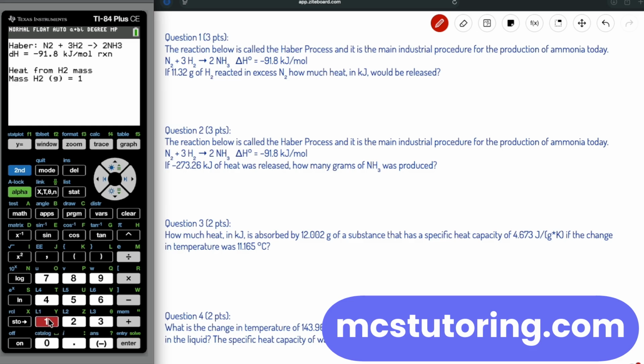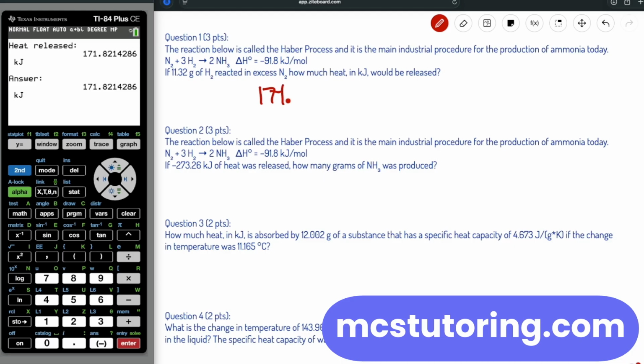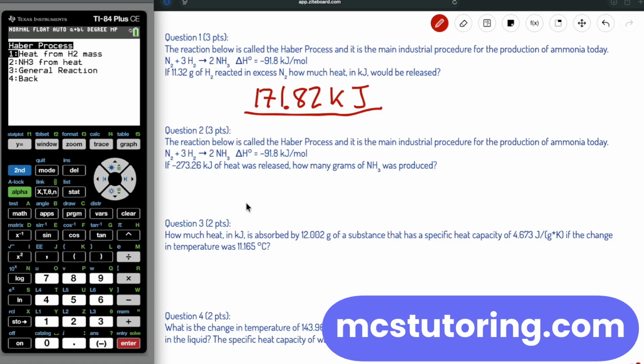We're going to type in 11.32. And then it looks like it's 171. Look, I know I'm going to get dinged for not having the proper significant figures, so flame me in the comments for that. But we're going to go kilojoules. So KJ, 171.82 kilojoules. Okay, cool. We're a quarter of the way done.